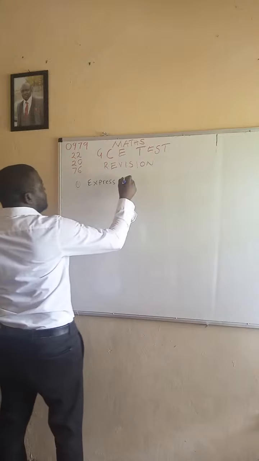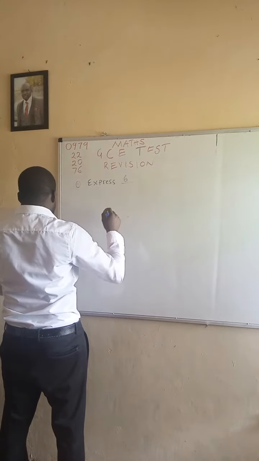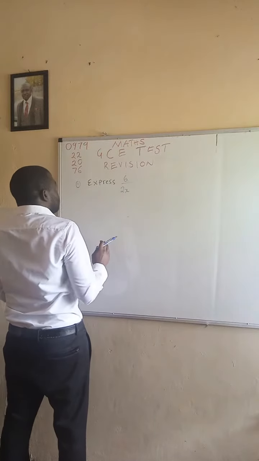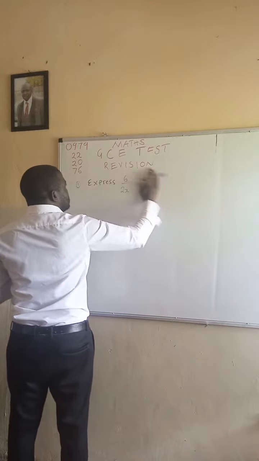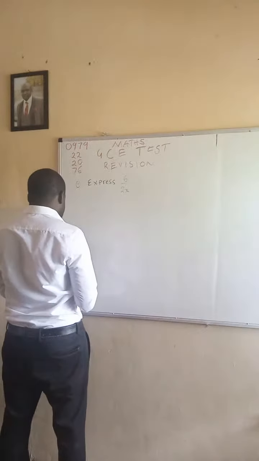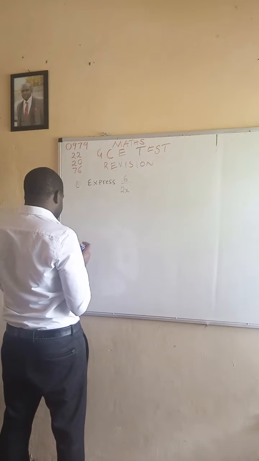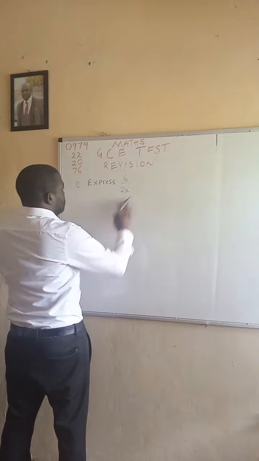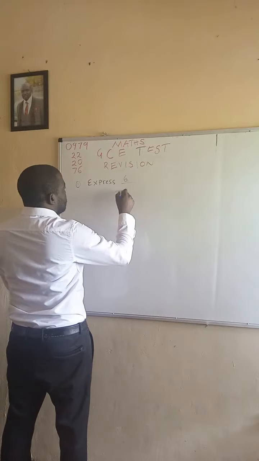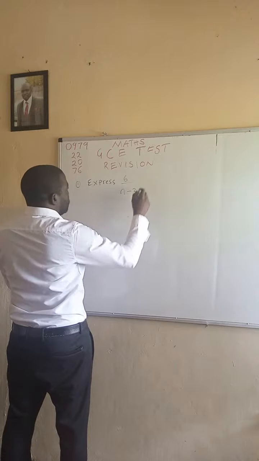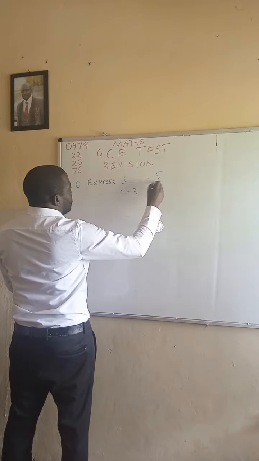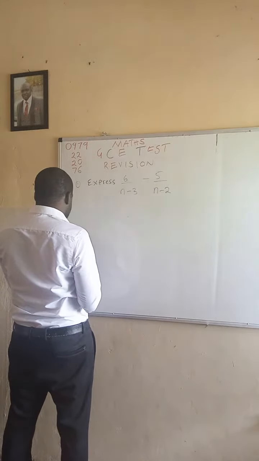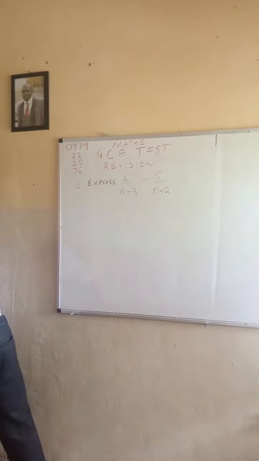Our question 2, it is 6 over 2x. Okay, let's let this thing be dry first. The board has to be dry. Okay, I hope. Okay, so 6n minus 3 minus 5 over, that is n minus 2. This is the second question. Let's solve the second question.